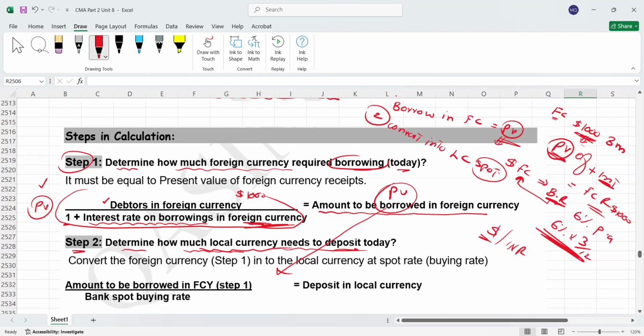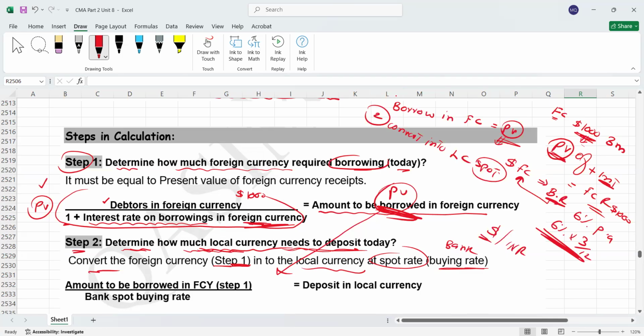So step number two, again, I'm going to go through: determine how much local currency needs to be deposited today. The answer is simply to convert this present value, which we have already calculated in step number one, into local currency at spot rate. Which rate? Bank buying rate. And exchange rates I have already explained.